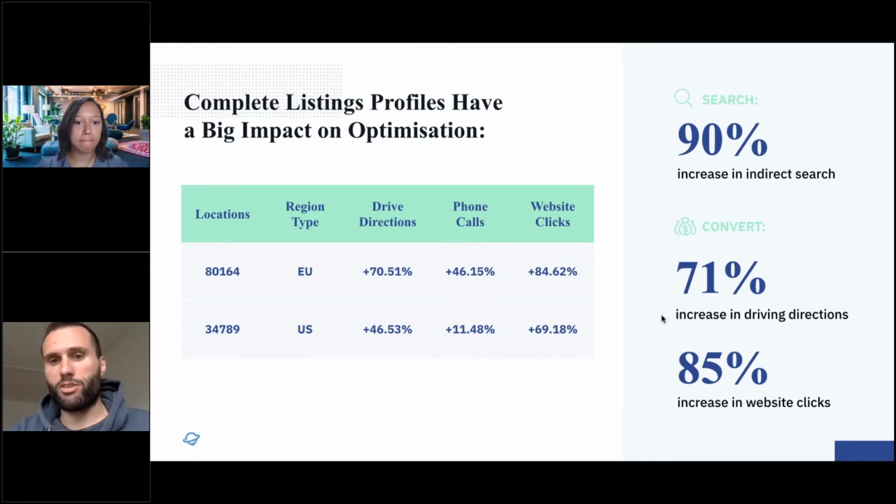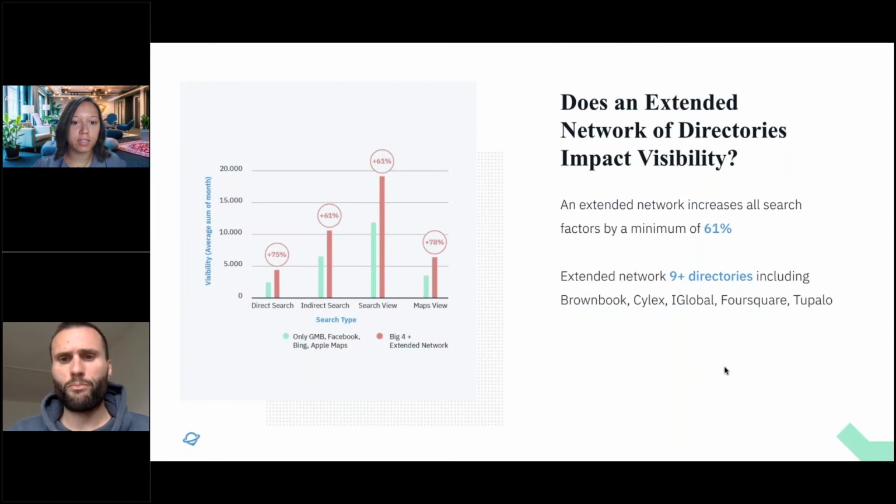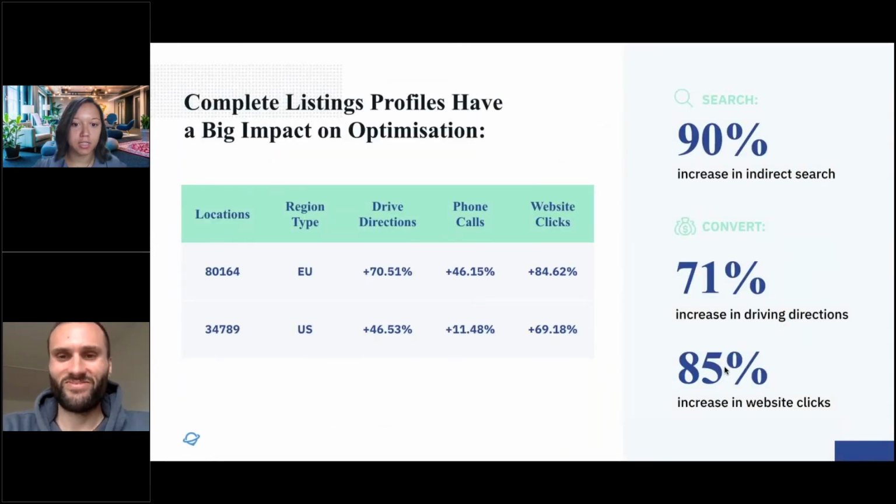So at the end of this large study, we found that if you have a complete profile, with all of the profile pieces filled out on each individual listing, then yes, it does have a performance impact. And I would just add here, Brad, really quick, in terms of why accuracy is important.